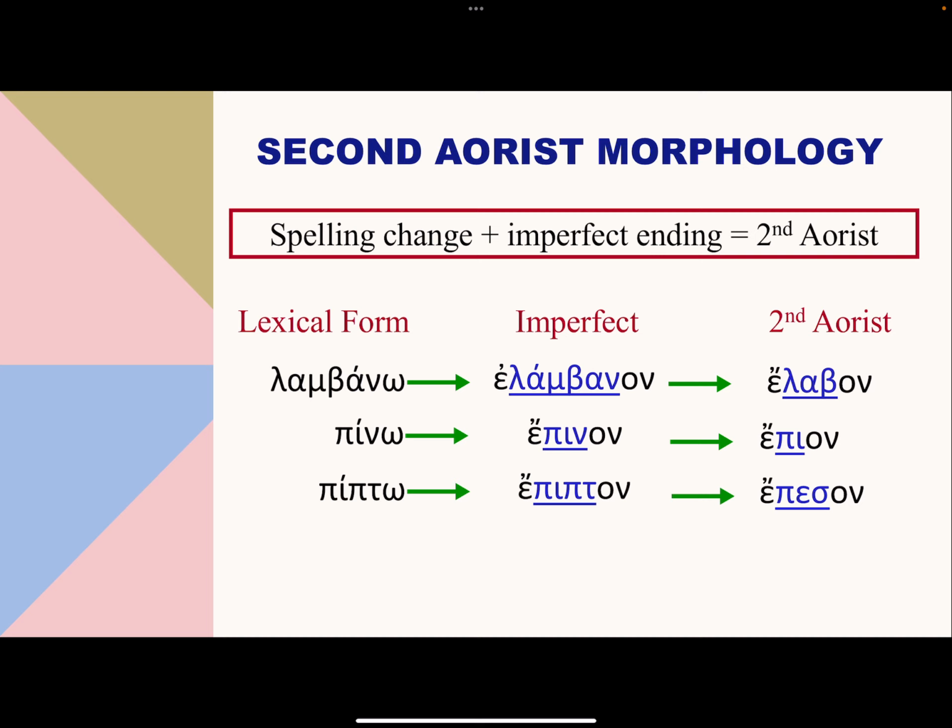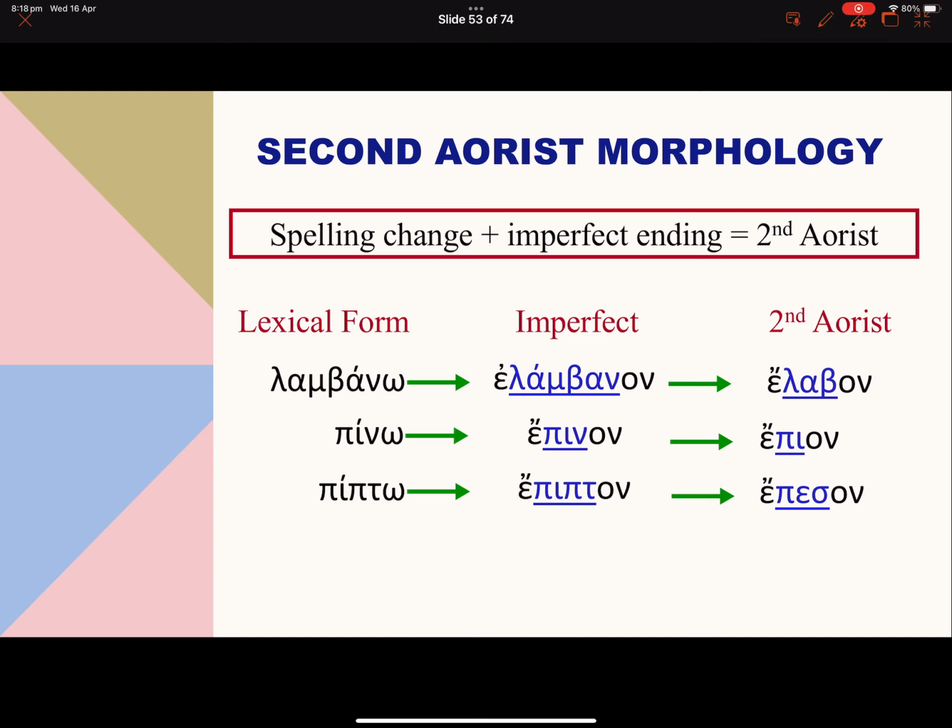You can have a word like lambano, I take or I receive. When you're in the imperfect, we maintain the stem of the word. So take off that omega on the end, you're left with lamban, that's the present stem. And when you move into the imperfect, you keep the same stem. So elambanon, I was receiving.